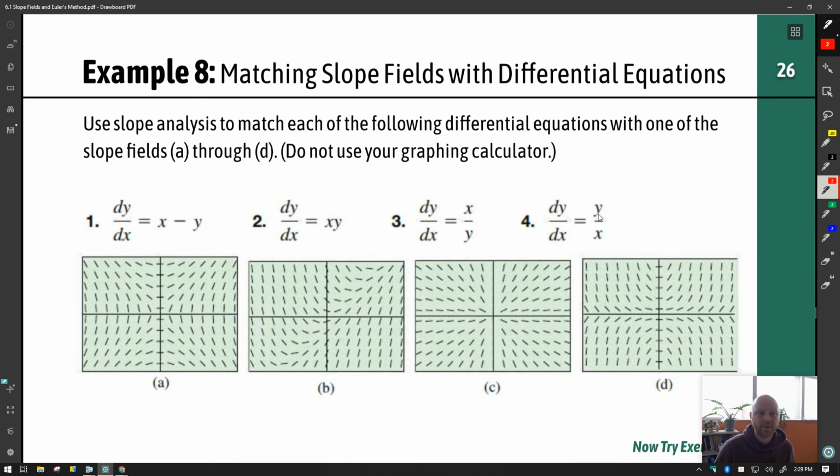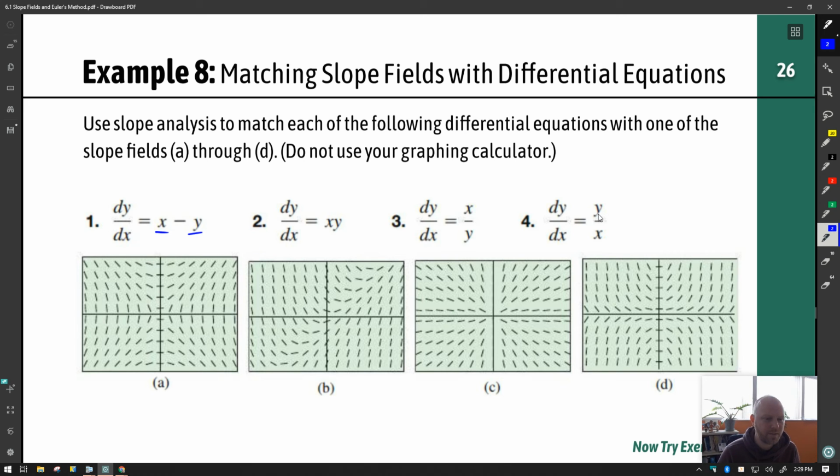All right, so here's an example. We just need to use a little bit of mental math. Okay, slope analysis, which is basically just mental math, to match each of the following differential equations with one of the slope fields A through D. Okay, let's go to number 1. dy/dx is x minus y. So let's start maybe at the origin.